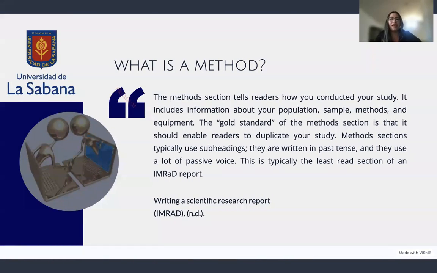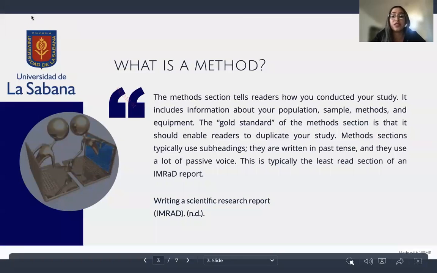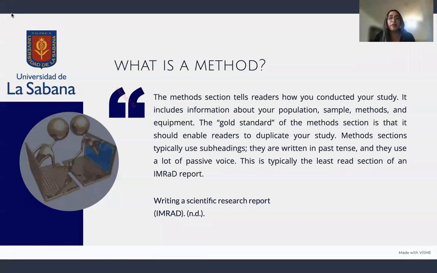Thank you, Fabian. Yes, guys, so we would like to start with the explanation of what a method is. We found, according to a scientific research report, that the method section tells the reader how to conduct your study. It includes information about the population, sample, method, and requirements. The goal, the most important thing of the method section, is that it should enable readers to duplicate your study.